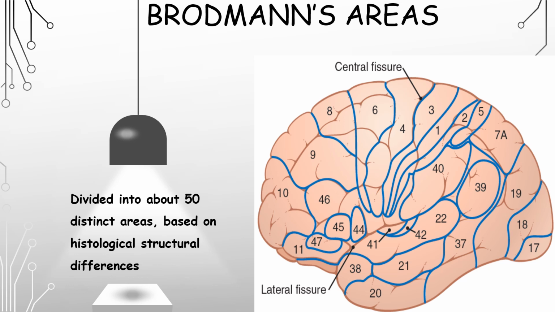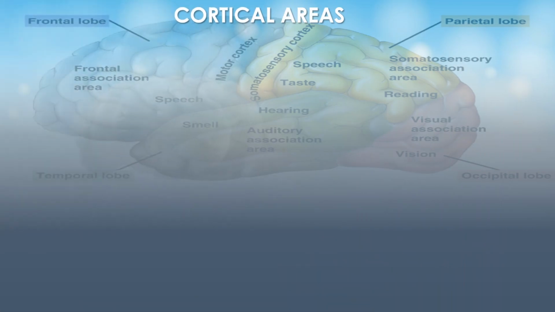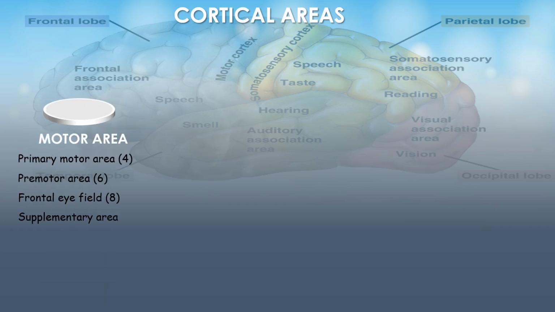So let us see how they have named different areas with the numbers. Cortical functional areas are subdivided into motor areas, which is the motor function. The primary motor area is Brodmann's area 4, premotor area is 6, frontal eye field is 8, and there are also supplementary motor areas, we'll see that later.